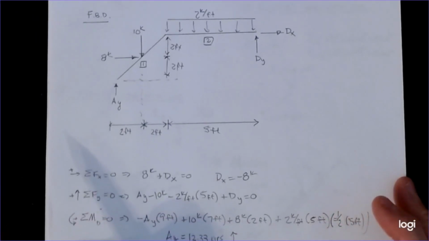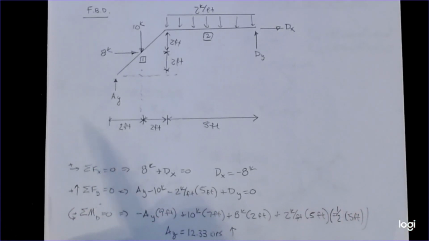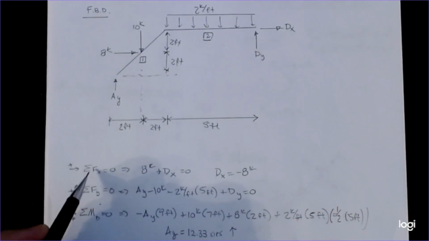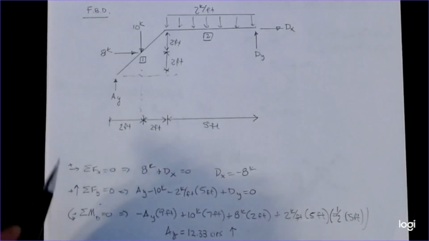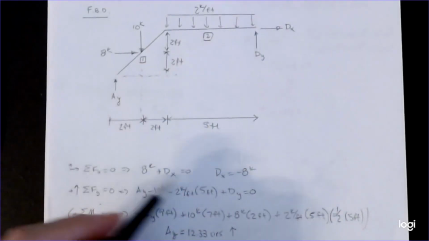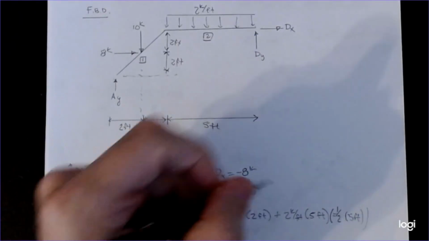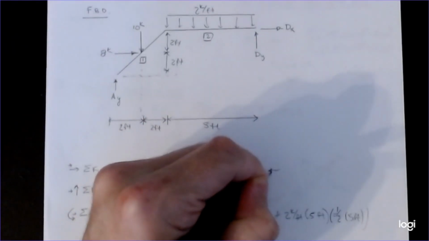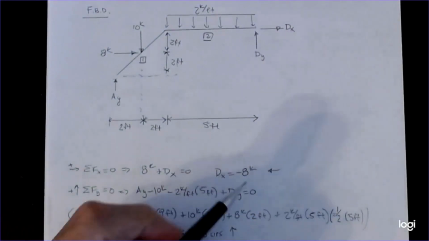All right, so now we can do some simple statics and we can find out those values. Forces in the x, if I sum to the right positive, then the equation is 8 kips, that's this guy, plus this Dx. Dx is a negative 8 kips. So that tells me that this guy is really acting in the opposite direction. That negative sign is the one that we're watching.